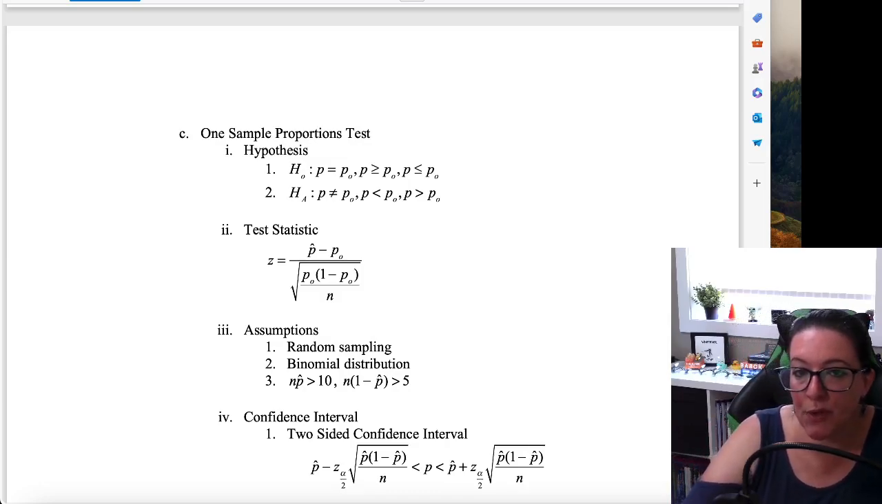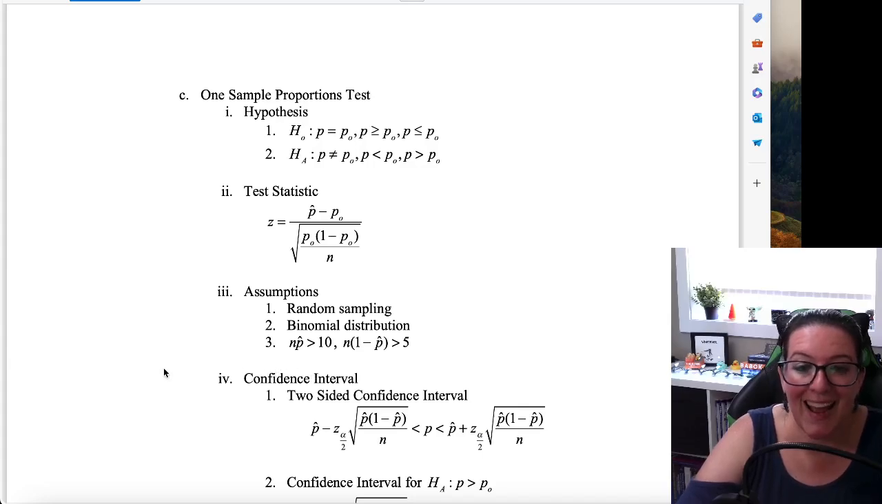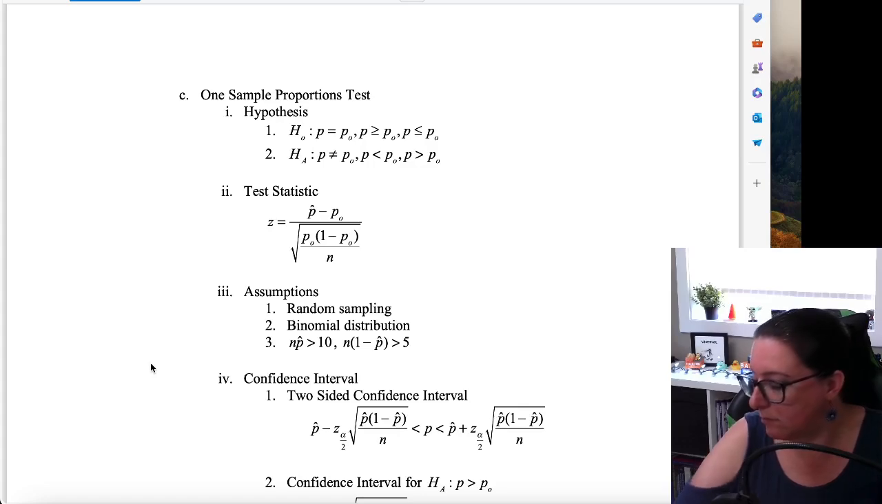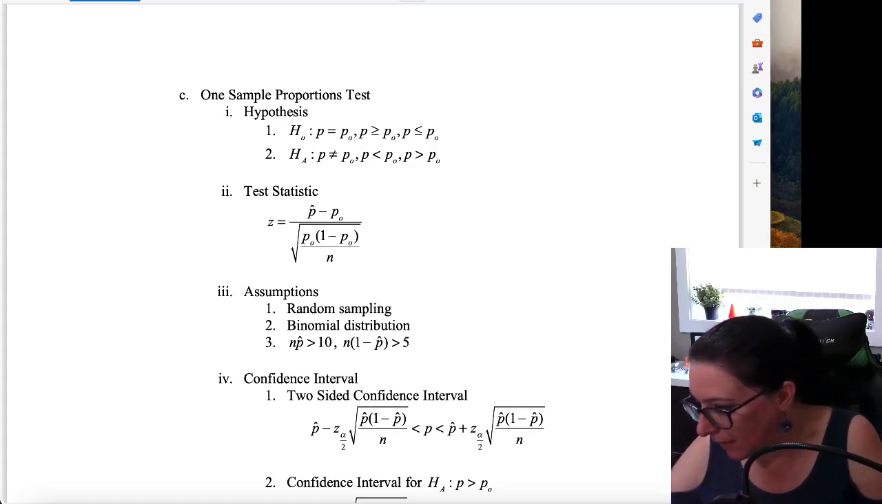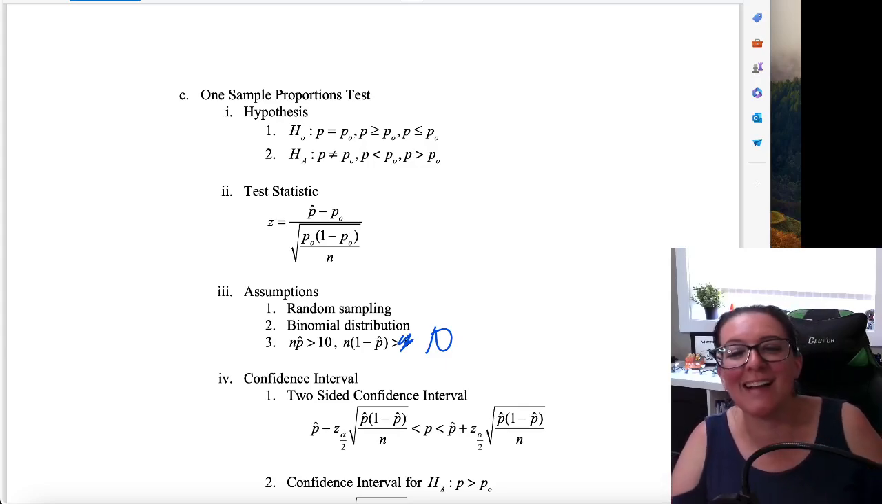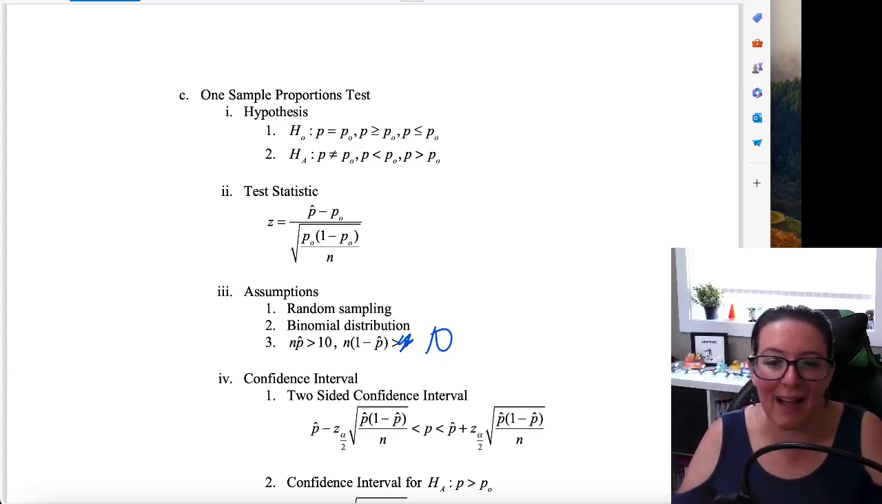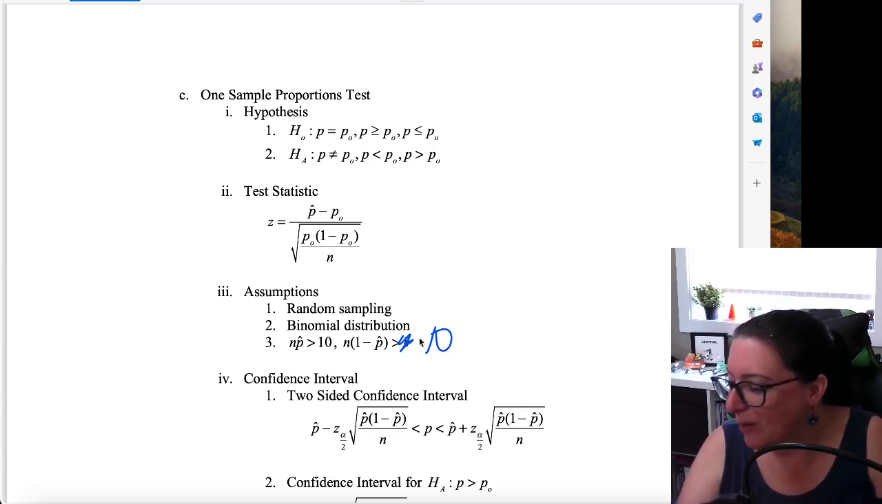Now, the assumptions for the one sample proportions test are that we have random sampling, we have a binomial distribution, and that n times p hat is greater than 10, and n times 1 minus p hat is greater than 10. That is, we have a sufficiently large sample size in order to approximate the normal distribution. That's what that last particular test is providing us.